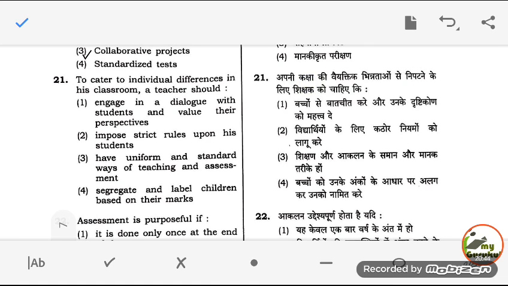To cater to individual differences in his classroom, a teacher should... Individual differences in a classroom make the class full of diversity. Therefore, we need to provide students with different ways of seeing language, and the teacher should engage in a dialogue with students and value their perspective. So, the right option will be engage in a dialogue with students and value their perspective.